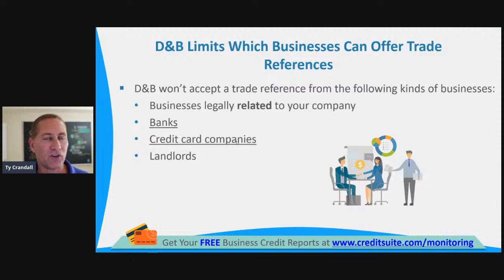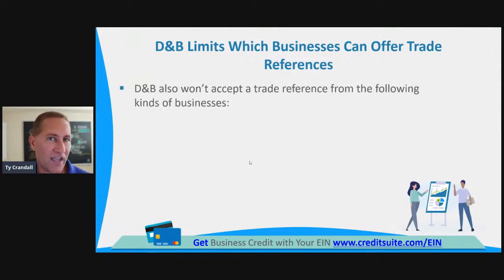So let's say you have a credit card with Bank of America that doesn't report. Very common. Chase, Bank of America, Citi. They have credit cards that do report. They have credit cards that don't report. So you can't take one of those credit cards that doesn't report now and get it added. D&B is not going to let you do that.